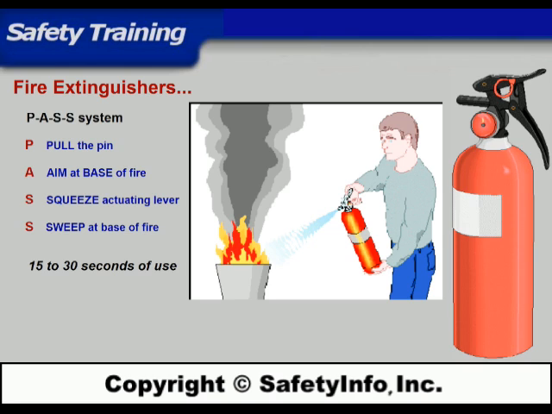The nozzle or horn of the extinguisher must be properly aimed for the extinguishing agent to work. The most effective place to aim is at the base of the fire where the fuel is concentrated. S stands for squeeze. Squeeze the activating lever to discharge the extinguishing agent from the extinguisher bottle at the base of the fire. The second S stands for sweep. A sweeping action of the extinguisher horn at the base of the fire ensures full coverage of the fire area.